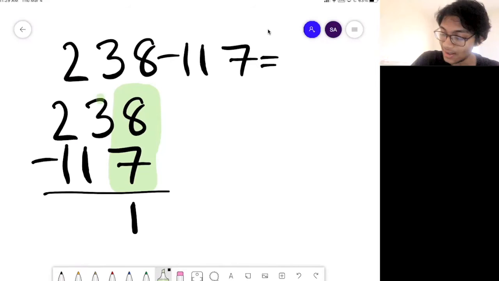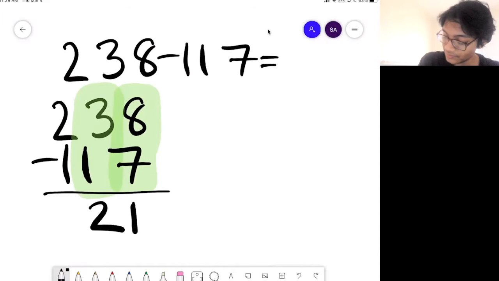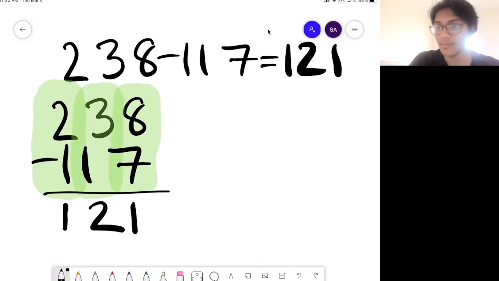Let's see. Next column is 3 minus 1. What's 3 minus 1 going to be? That's just going to be 2. 3 minus 1 is just 2. Next column is going to be 2 minus 1. What is 2 minus 1? Well, 2 minus 1 is just going to be 1. Right? So 238 minus 117 is 121.